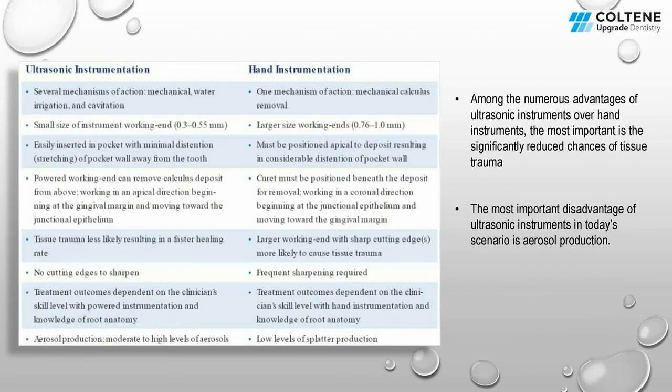So in this slide, you can find the differences between ultrasonic and hand instruments, and you can go through it at your convenience. But to point out the most important differences, the first is the aerosol production that ultrasonic instruments have. If at all it is indicated that aerosol production needs to be minimum, we have to opt for hand instruments. And the important advantage of ultrasonic instruments over hand instruments is that there is a significantly lesser chance of inducing trauma to the tissues with ultrasonic instruments.